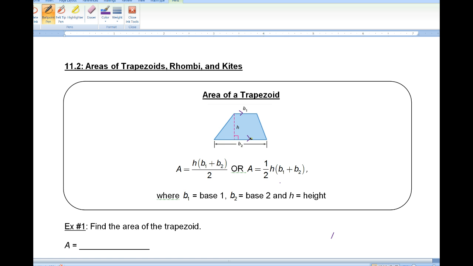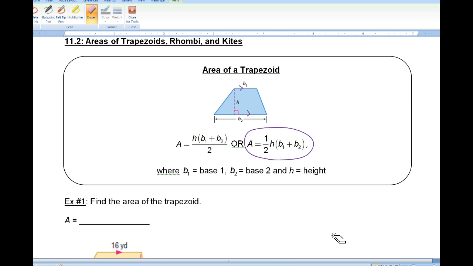The other 2 sides are the legs. We don't need to know the legs at all. So the formula for the area of a trapezoid is the height, and then in parentheses, base 1 plus base 2, all divided by 2, or 1/2 times the height, and then in parentheses, base 1 plus base 2.